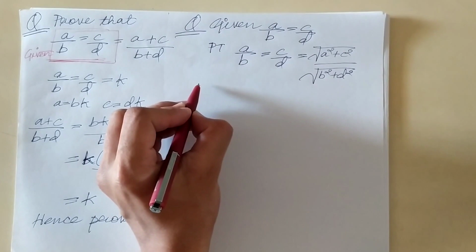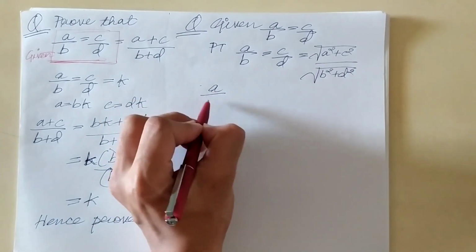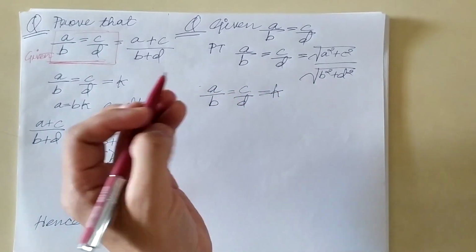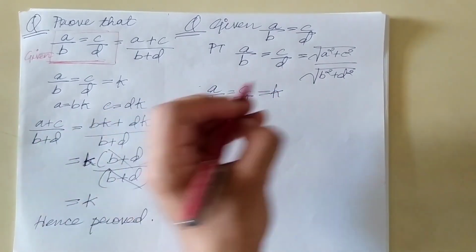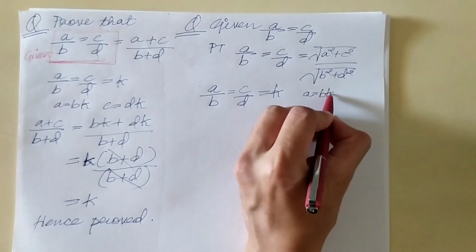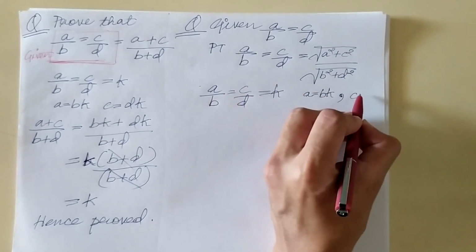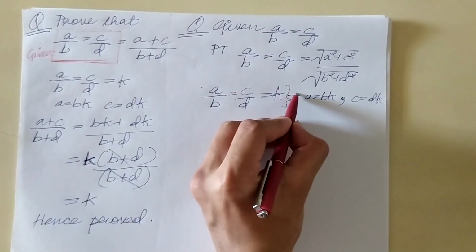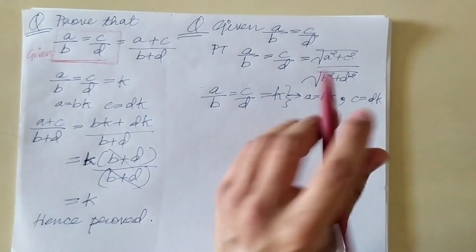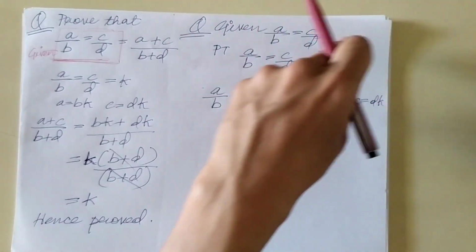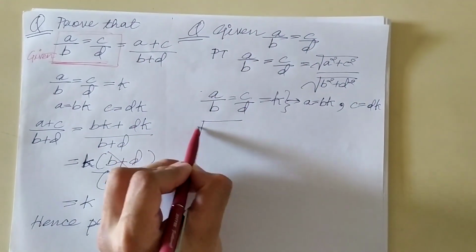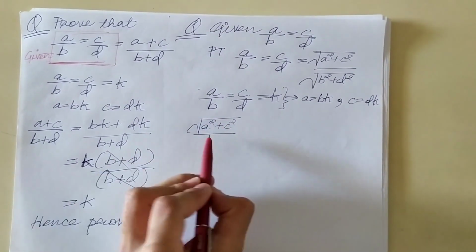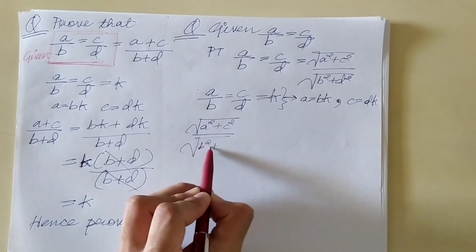Okay. So we will take the given part, a by b is equal to c by d, and assume it to be k again. So from this we get a is equal to bk and c is equal to dk from this. Now putting the values in this expression, we get under root of a square plus c square upon under root of b square plus d square.